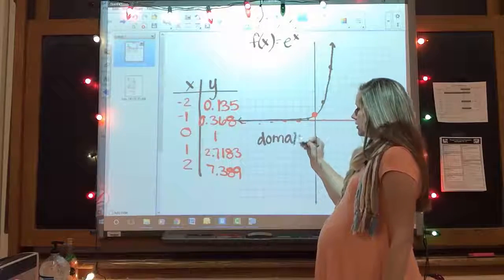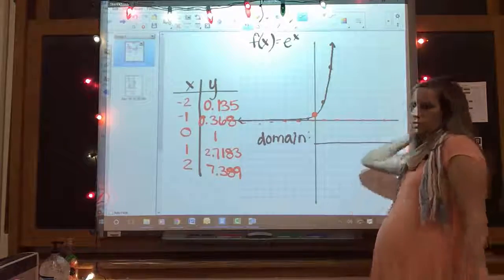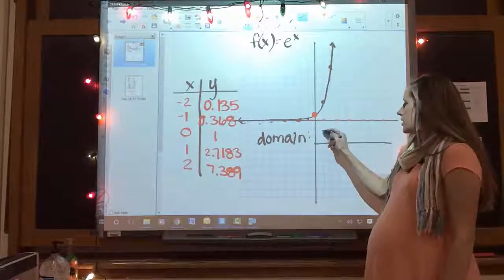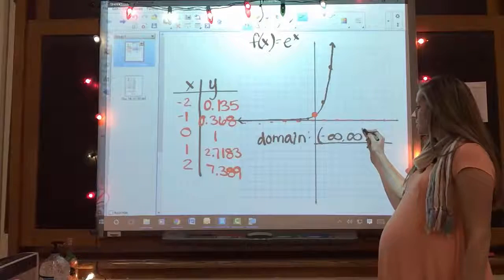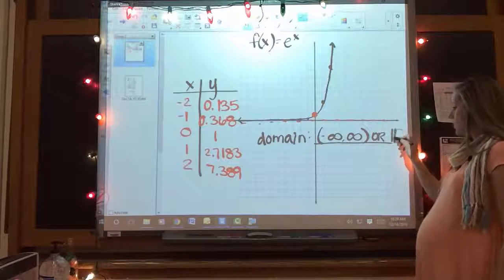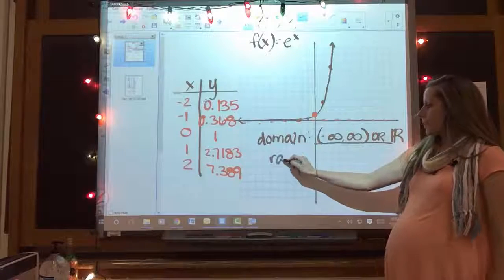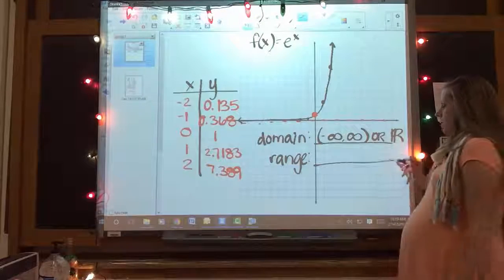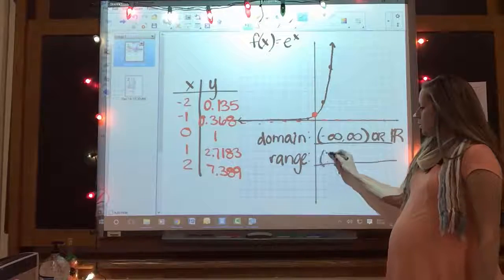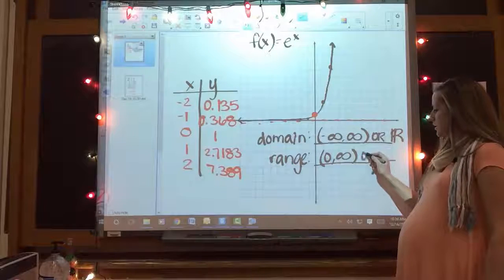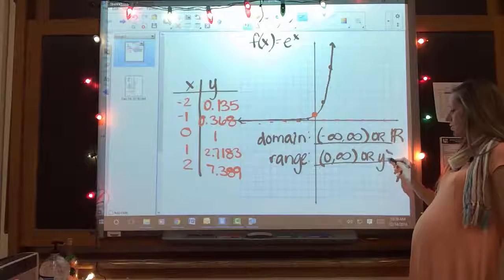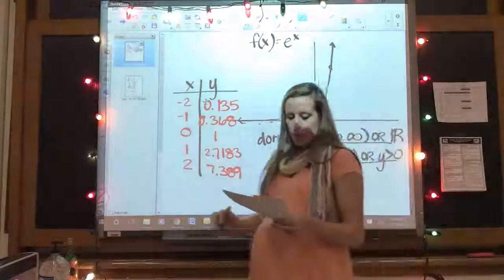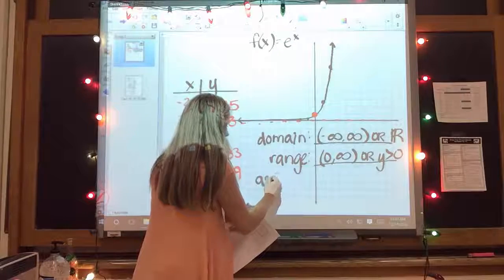Okay, your domain is just like an exponential function. Okay, my domain goes to the left forever and to the right forever. So negative infinity to positive infinity, or all real numbers. My range, my y values, goes from 0 to infinity. Make sure they both have parentheses. Okay. Or you could say y is greater than 0. Your asymptote, we said, was y equals 0.